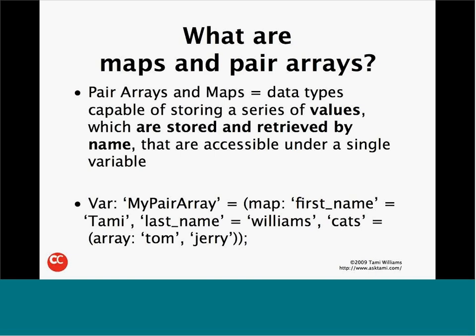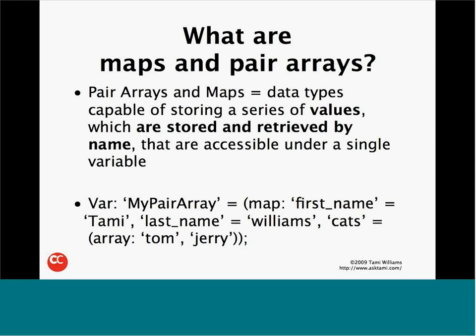There's this other thing. What are maps and pair arrays? They are data types capable of storing a series of values which are retrieved by name versus index number. These are all accessible under a single variable. Each element of a map or pair array has a unique name. In arrays, which we talked about earlier, each element does not have to be unique. Simple arrays are different from maps and pair arrays. Simple arrays are like PHP indexed arrays, and map and pair arrays are like PHP associative arrays.